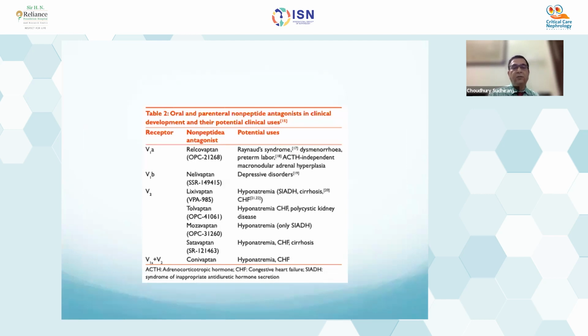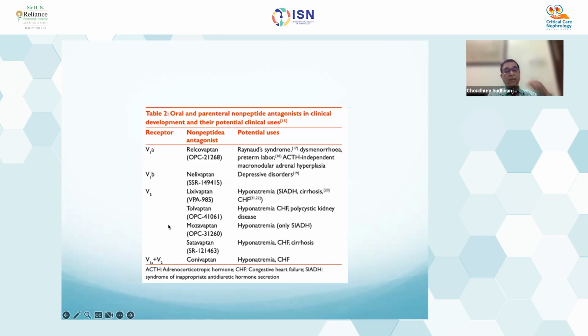And what are the drugs which are available now with us? One is the B2 receptors. There are oral formulation and IV formulations. The most common agent which is available to us is Tolvaptan, and the other formulations like the Lixivaptan or Satavaptan are not available.